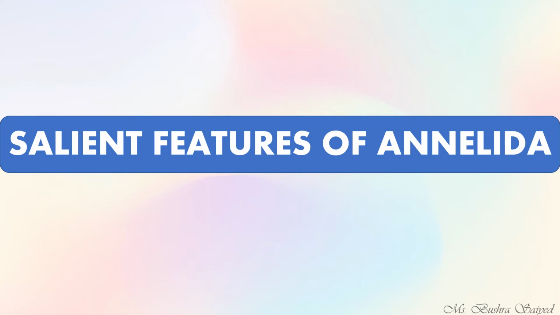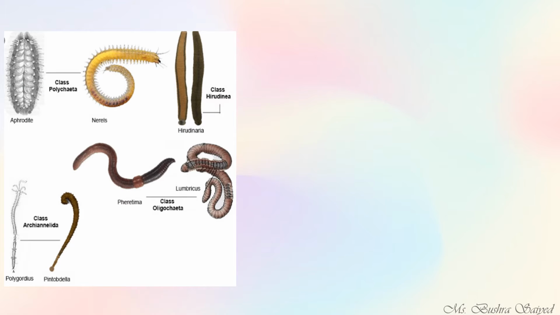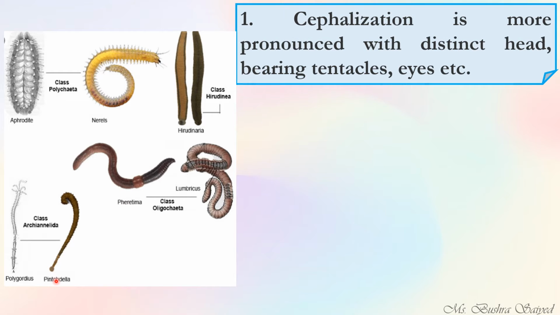First of all, we'll see the salient features of Annelida. Here in the diagram, you can see all 4 different classes of Annelida have been given. The first one is the polychaetes, Hirudinea, Oligochaetes and Archaeannelida. So let's see what their general characters are. The first one is that they have cephalization. It means their head formation will be more pronounced and more developed as compared to the organisms that we have studied till now.